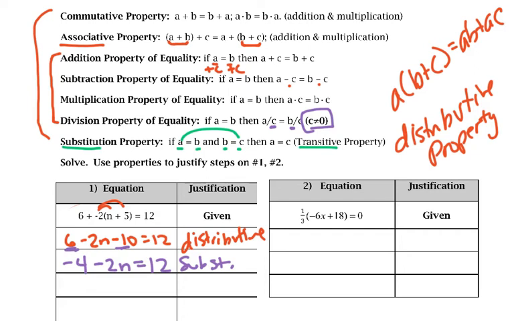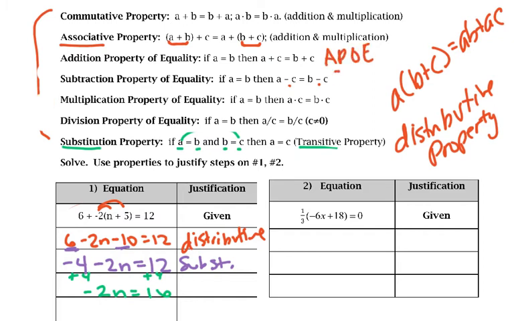The next thing I'm going to do to solve this for n is I'm going to add 4. So if I add 4 to both sides, I am adding the same thing to both sides. So 2n equals 16, and that's the addition property of equality. Now the great thing about these properties right here is I will let you write APOE, SPOE, MPOE, and DPOE. So you don't have to write the whole thing out.